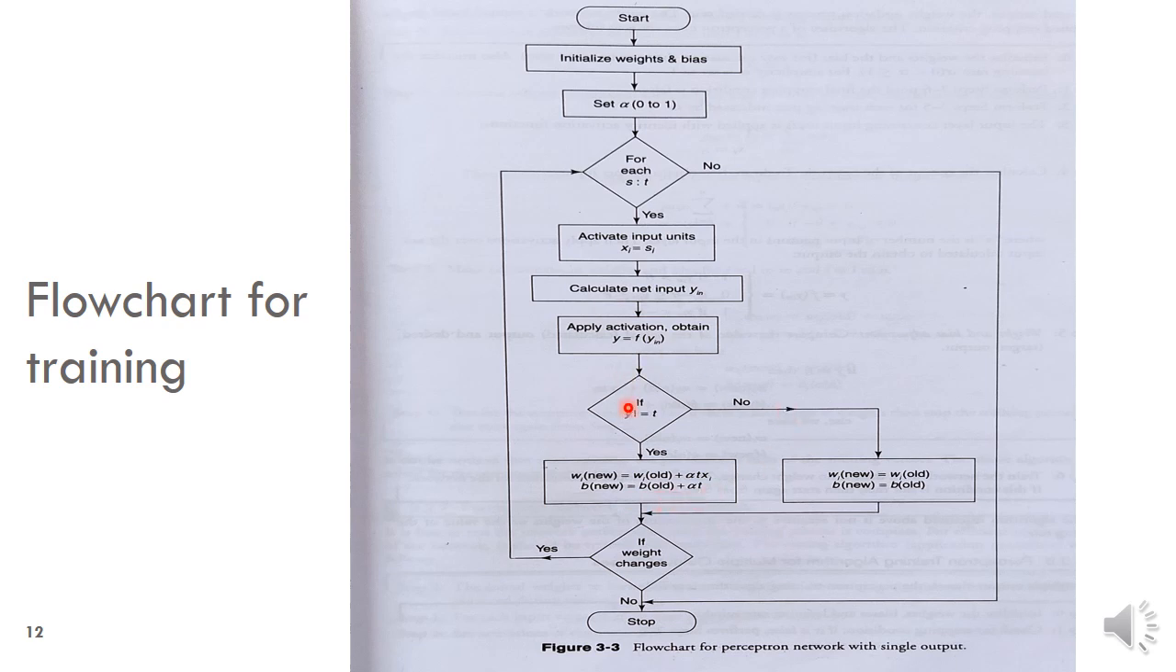And if the values of the calculated output and desired output are equal, then we don't have to perform any updations, that is, w_i new is equal to w_i old and b new is equal to b old. And come to the next step: if there is any change in the weight, yes, then we again take the next pair and we continue these steps again and again. And if there is no change in the weights and if the error factor is zero, then we can stop. So this is how we perform training in perceptron network with a single output.